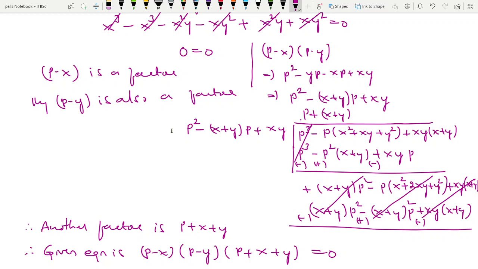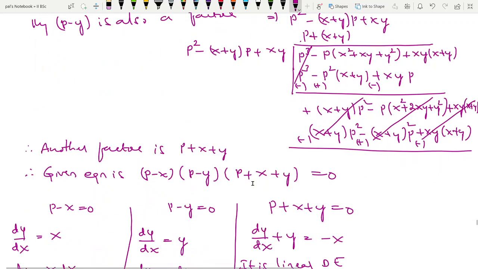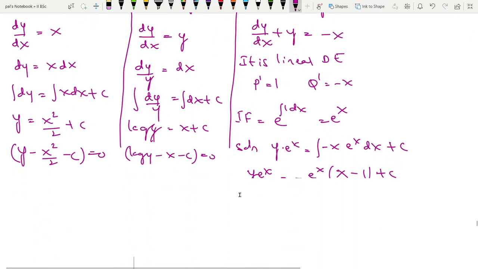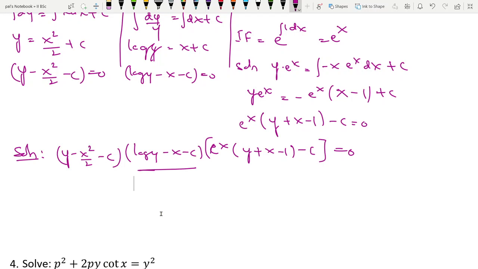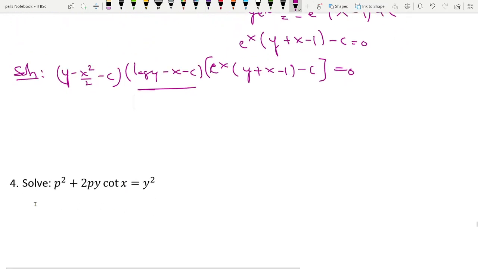Okay, so I wanted to stop this class now. So again I will continue some more problems of first order higher degree differential equation in the next coming classes. So just go and practice these problems.